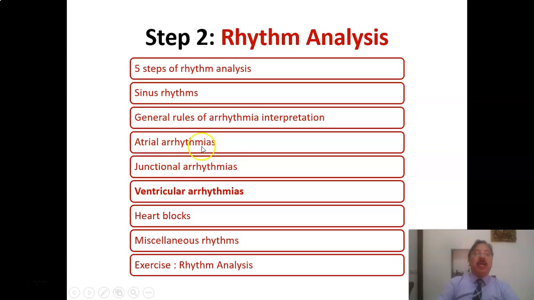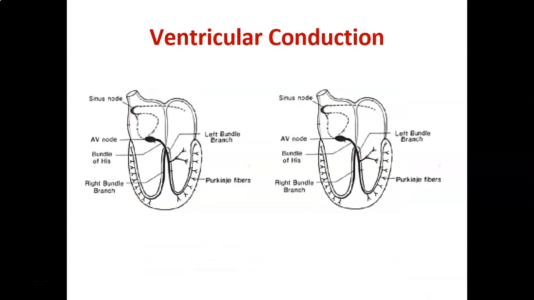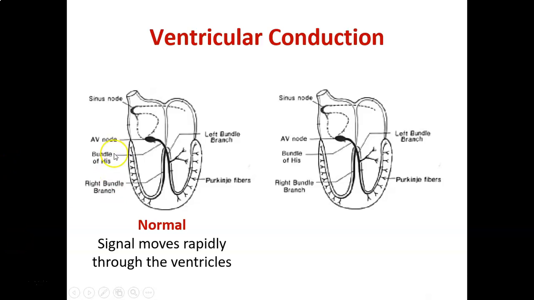So we have finished atrial arrhythmias and junctional arrhythmias. Now let's come to the basement of the house, the lower floor of the house, which is the ventricles, and we'll talk about the ventricular arrhythmias. Let's see two examples of normal and abnormal flow of electricity within the heart. Normally, the signal originates from the SA node and moves very rapidly to the AV node and to the ventricles. So this is the normal conduction system.